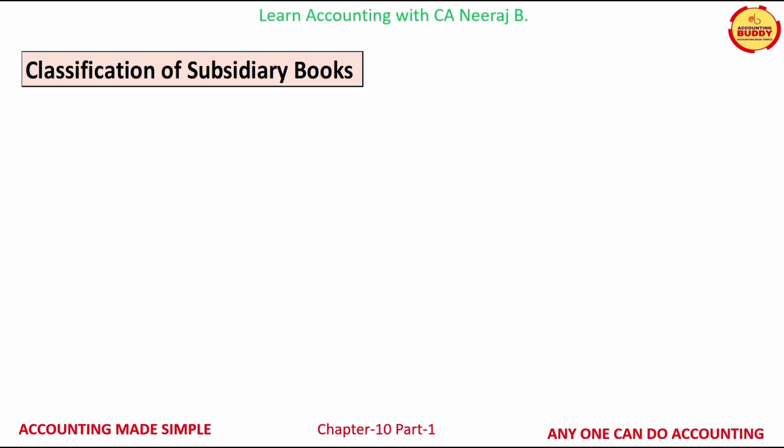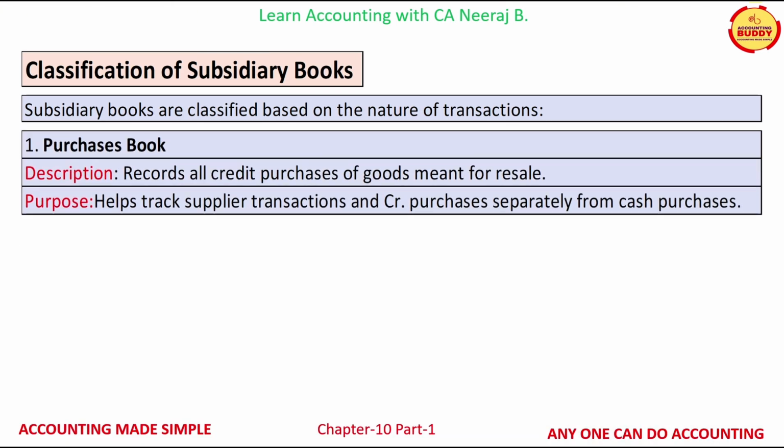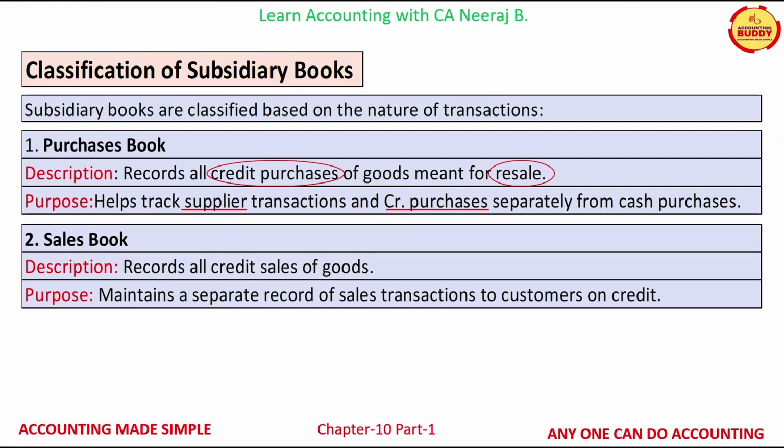Let us now understand the classification of subsidiary books. Subsidiary books are classified based on the nature of transactions. First is purchase book. Purchase book records all credit purchases of goods meant for resale. Purchase book helps track suppliers' transactions and credit purchases separately from cash purchases. Another subsidiary book is sales book. Sales book records all the credit sales of goods. Sales book maintains a separate record of sales transactions to customers on credit.